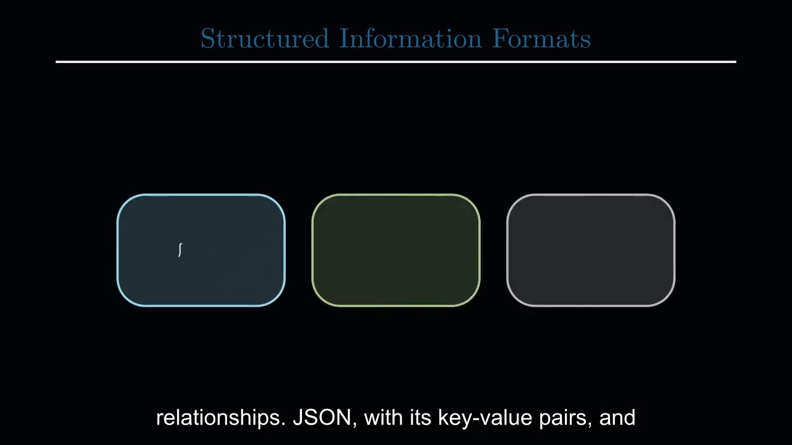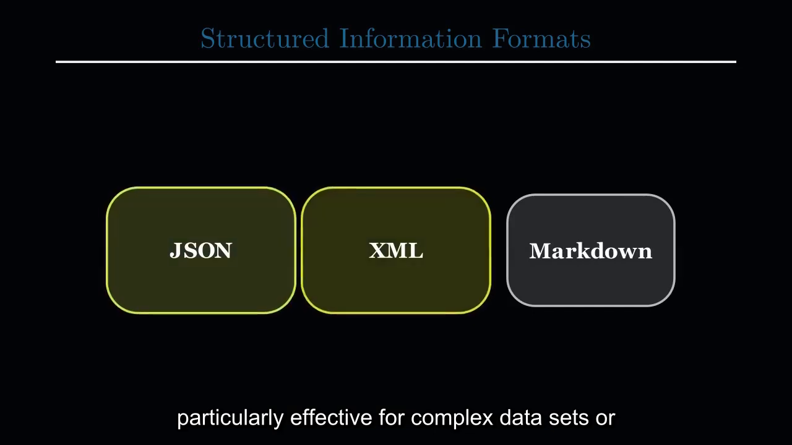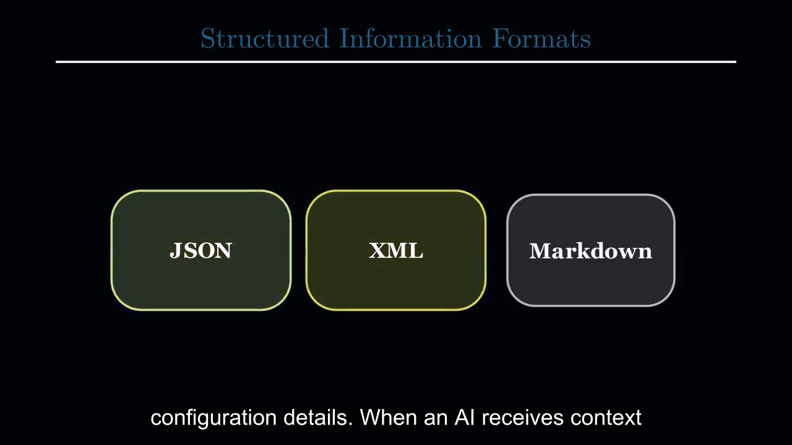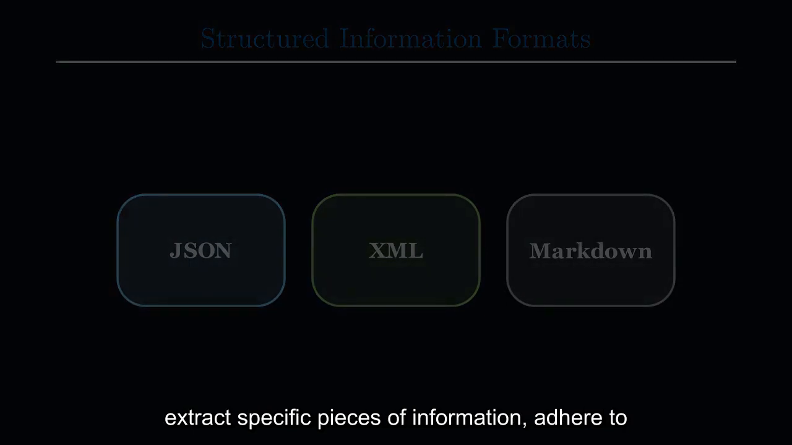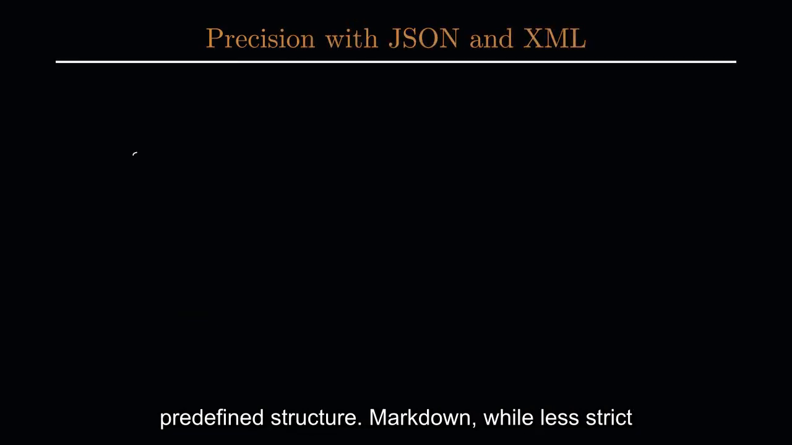JSON, with its key-value pairs, and XML, with its hierarchical tag structure, are particularly effective for complex data sets or configuration details. When an AI receives context structured in these formats, it can more reliably extract specific pieces of information, adhere to schema, and generate outputs that align with the predefined structure.